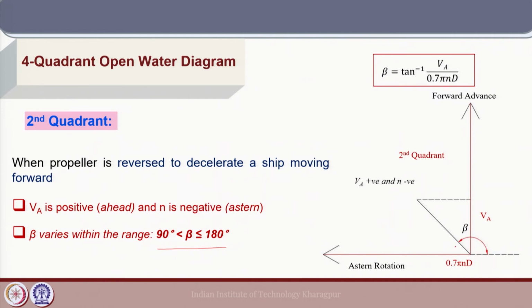It is shown using this particular diagram where you have the resultant Vr at an angle greater than 90 degrees, because in the second quadrant N has now become negative for astern rotation, but Va is still positive. So, this case corresponds to the second quadrant of the 4 quadrant open water diagram. We will go one by one.